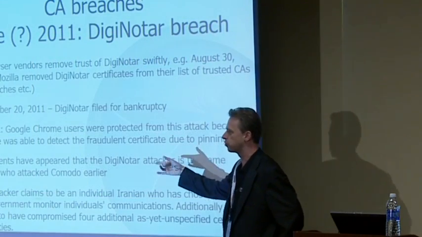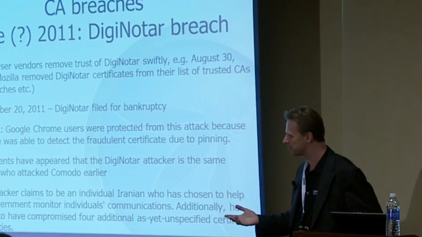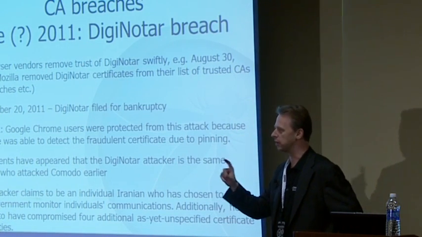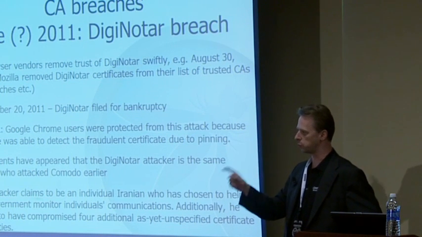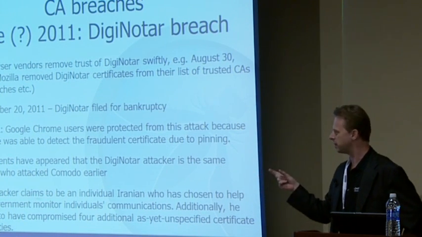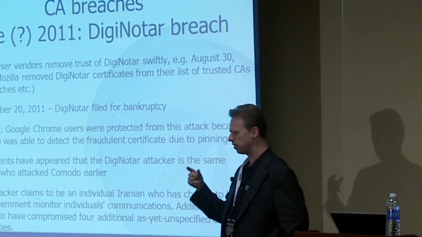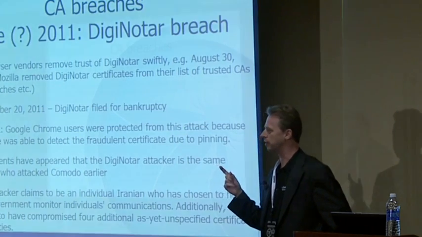Chrome detected it. Chrome basically had a list. Google didn't really speak about it, but Chrome had a list internally of certificates that would be allocated to Google. And then there was suddenly one more, and the Chrome browser noticed, oh, this is not in my list. This is kind of strange.